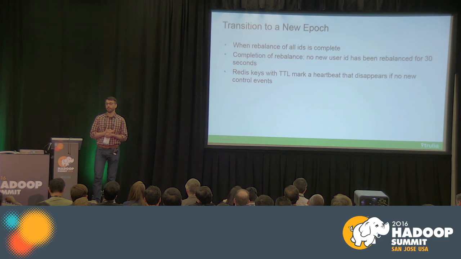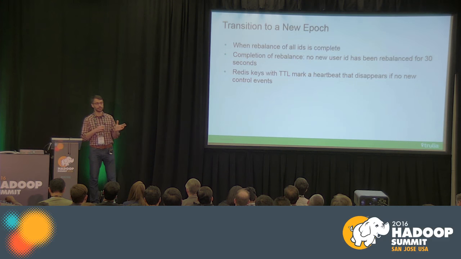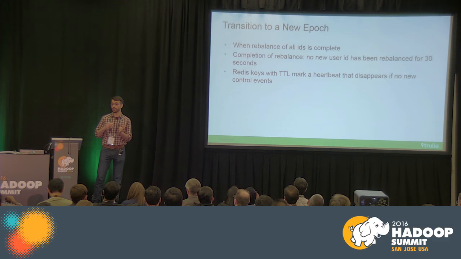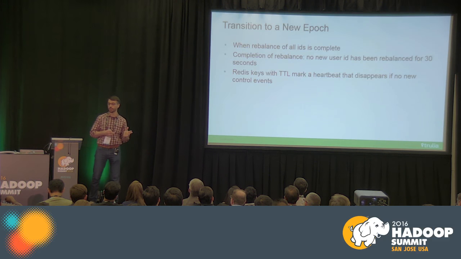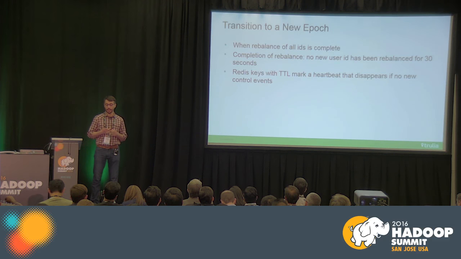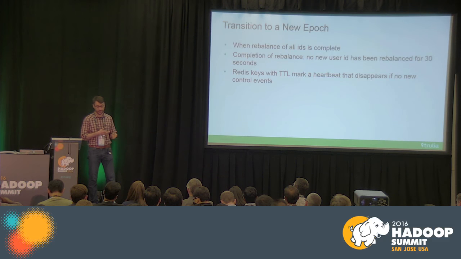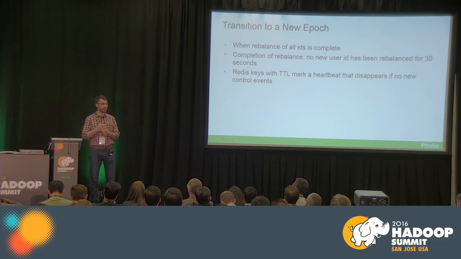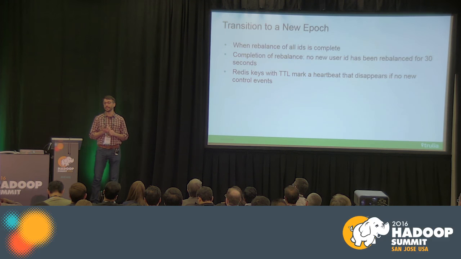So I talked about epochs and how we transition from epoch to epoch. Like, when do we signal to our clients that it's now time to start serving from a new table and a new set of keys from Redis? So we consider an epoch to be done and ready when the rebalance, the process I described in the previous slide, is complete. And it's not a perfect algorithm, but for us, the completion of rebalance is when we have seen no new user ID coming through our pipeline for at least 30 seconds.